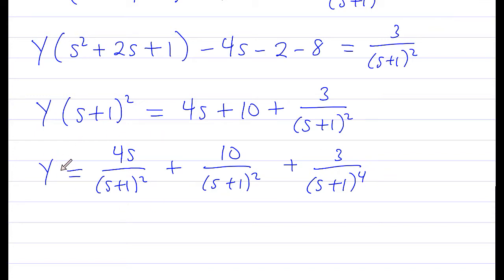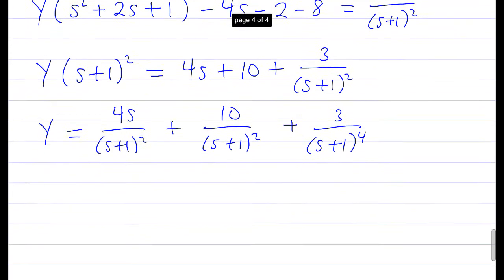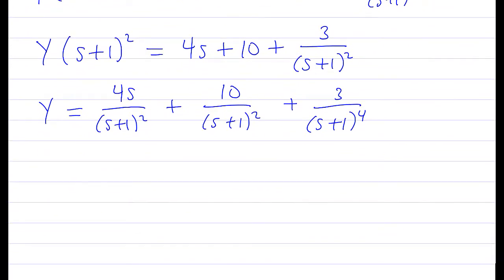We now have to go backwards to figure out what the actual solution is, what little y is. And we're going to take each of these terms individually. Now, I notice that everything has an s plus 1. That should remind us that we're dealing with an e to the minus t in our original function. Because you remember, that shifts the transform to be s plus 1 instead of s. So each of these terms is actually going to have an e to the minus t in it.